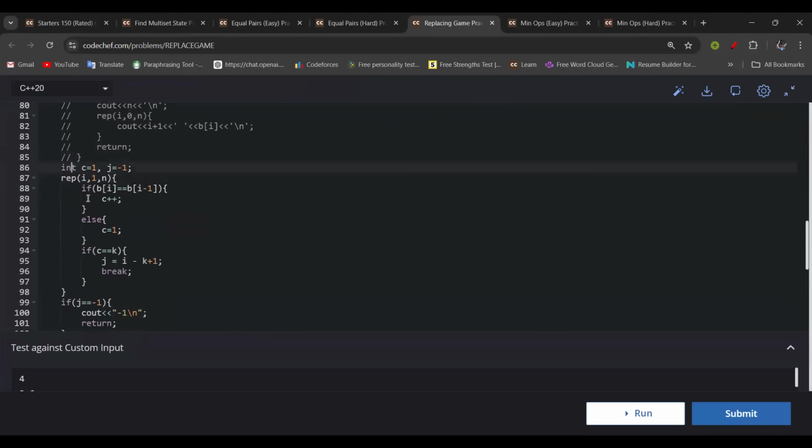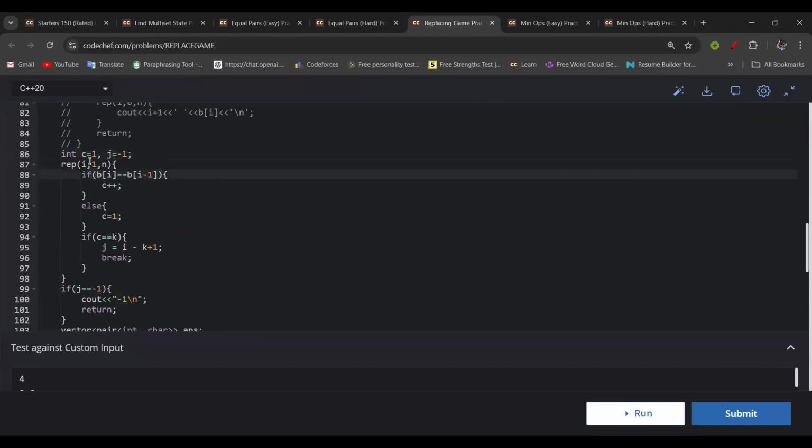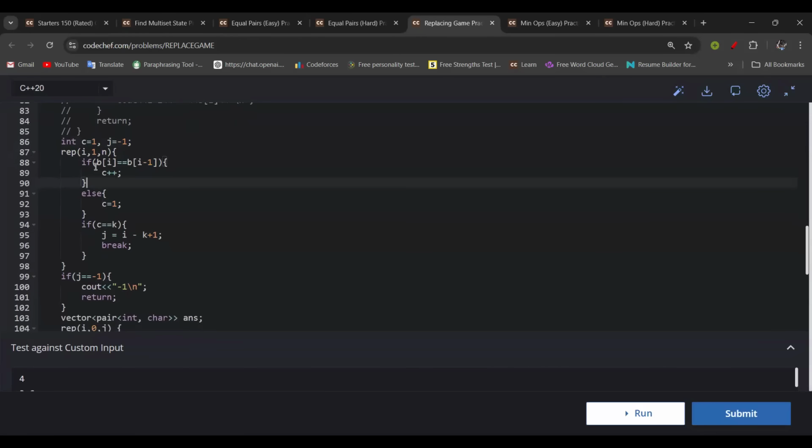From here, you can look at the code. In J, I'm storing the index from where I have k consecutive equal characters. Initially J is -1, meaning I have not found it. I would run a loop. In C, I'm storing the frequency of the last consecutive characters, initialized with 1. After that, if B[i] is equal to the previous element, C plus plus; if they are unequal, reset C to 1.